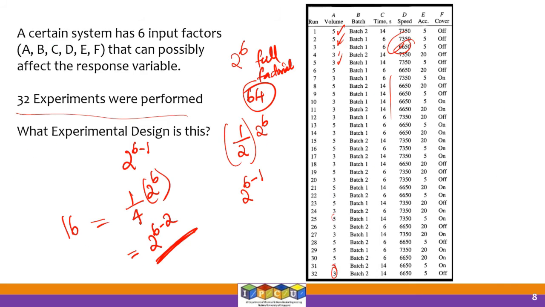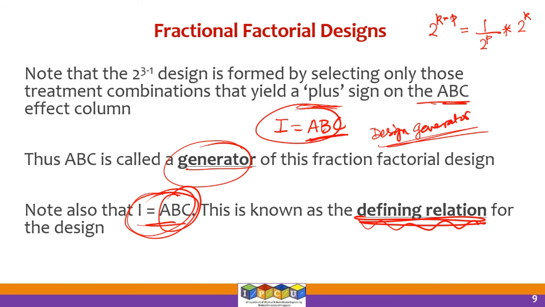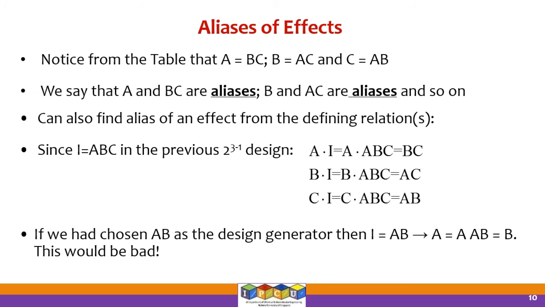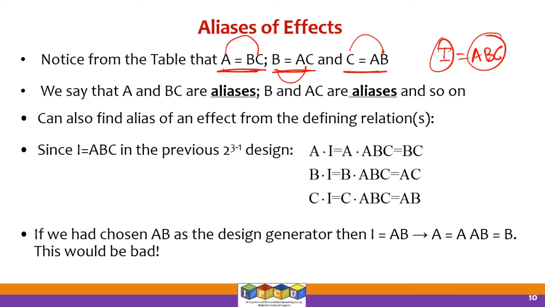All right, coming back to this again. This is where we were, and we said A is equal to BC. This is the aliasing I was talking about. B is equal to AC, and C is equal to AB. So C is aliased with AB, B is aliased with AC, and A is aliased with BC. And we all know I is equal to ABC happens to be the defining relation. Therefore, the constant term will be aliased with the parameter associated with the three-factor interaction.